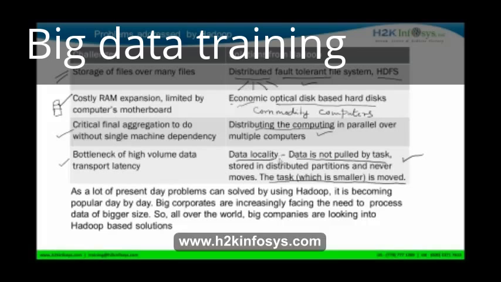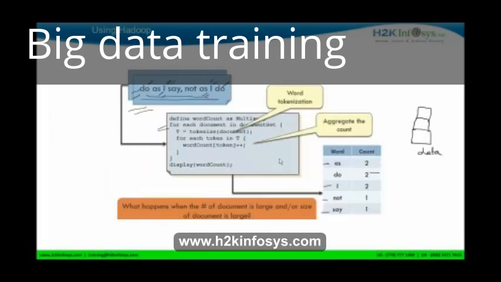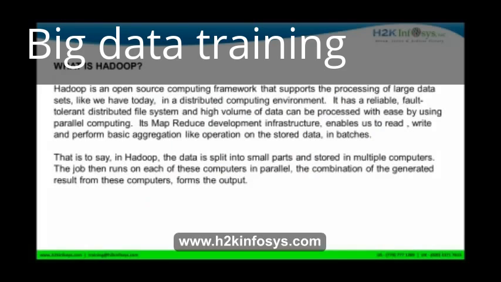So what exactly is the formal definition of Hadoop? Hadoop is an open source computing framework that supports the processing of large data sets like we have today in a distributed computing environment. It has a reliable, fault-tolerant, distributed file system, and high volume of data can be processed with ease by using parallel computing. Its MapReduce development infrastructure enables us to read, write, and perform basic aggregation-like operations on the stored data in batches.